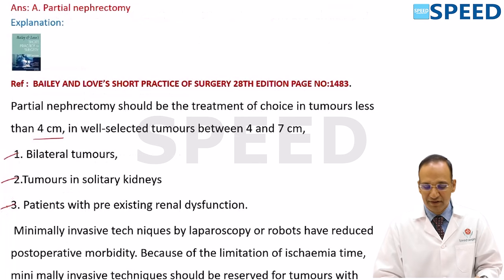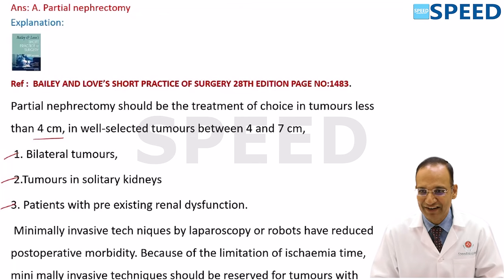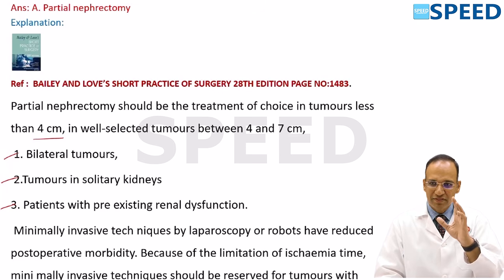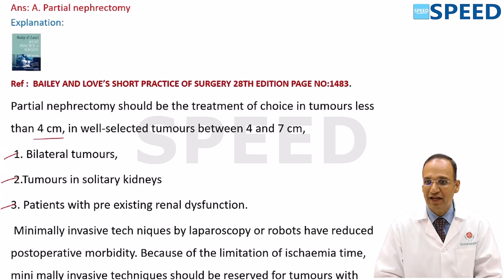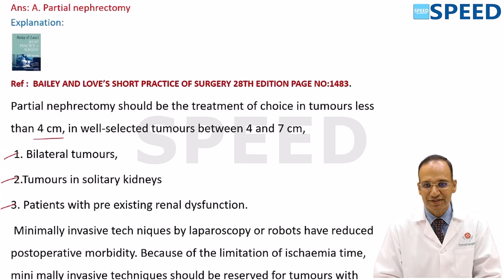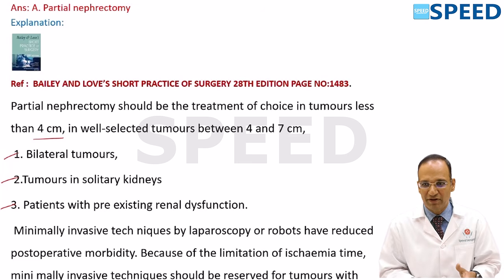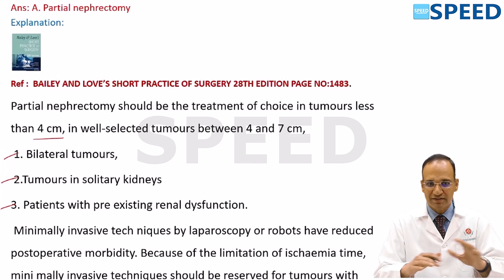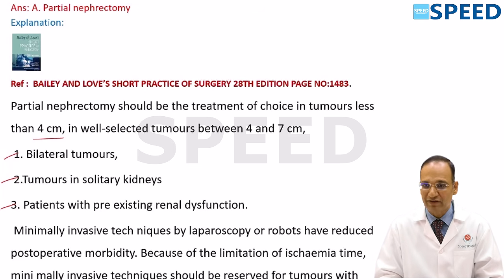The other option of RCC is a radical nephrectomy. Radical nephrectomy involves removal of all the structures within the renal fascia, including the ipsilateral adrenal gland, along with the en-bloc resection of nodes. Yes, en-bloc resection of nodes from where? From the diaphragm to the aortic bifurcation, the para-aortic nodes and the regional lymph nodes. You have to do en-bloc dissection and send for HPE to look for the involvement of the nodes.